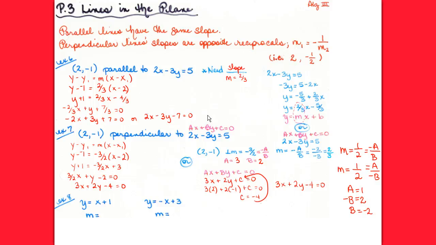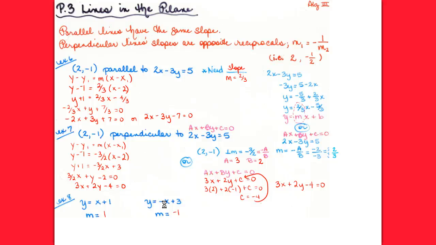All right. Example 8, they give me two equations and they ask me to tell, are they parallel, perpendicular, or neither? So what do I need to be able to determine that? Yes, the slope. So let's look at the first one. What's the slope of our first one? Positive 1. And what's the slope of our second one? Negative 1. Right. So are they parallel? No. Why? Right. They would have to be the same.